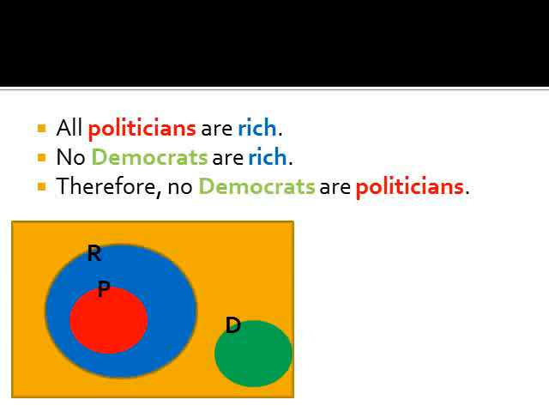And now if you look at the third statement, therefore no Democrats are politicians, that is forced to be true because I had to put the green circle outside of the blue circle, and so therefore none of the green circle intersects with any of the red circle. And so this is a valid form of argument. The third line, the conclusion, is forced to be true, and this is problem number 7 in your homework.